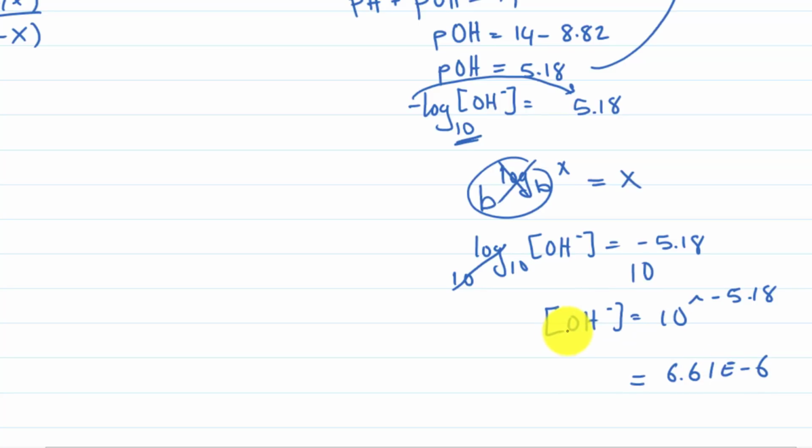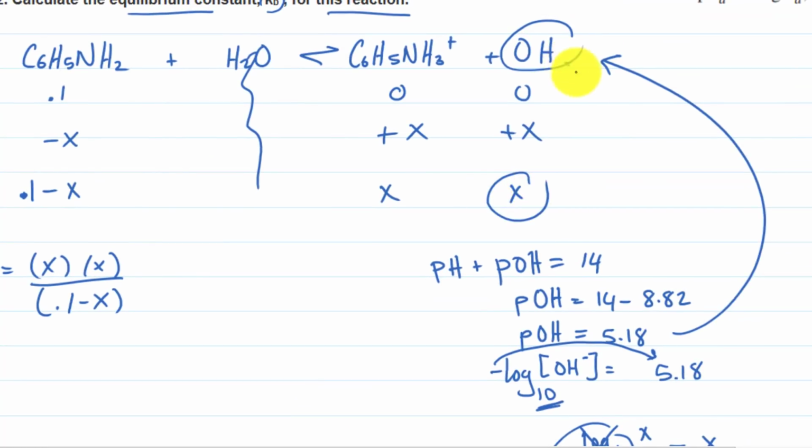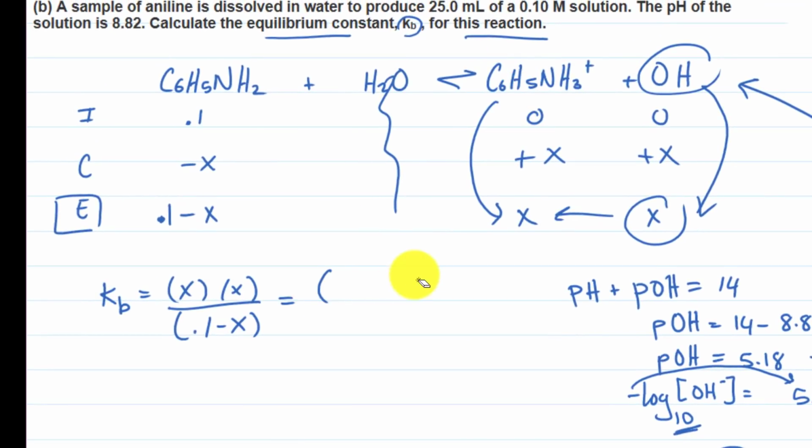But this concentration of OH is not only that it's belonging to OH. If we look at our ICE table right here, this is our OH equal to X. But what else is also equal to X? What about this right here? So this is also equal to X as well. Therefore, X is equal to the concentration of OH as well as this one. So what we're going to have is 6.61 times 10 to the power of negative 6, squared, and that divided by 0.1 minus X.